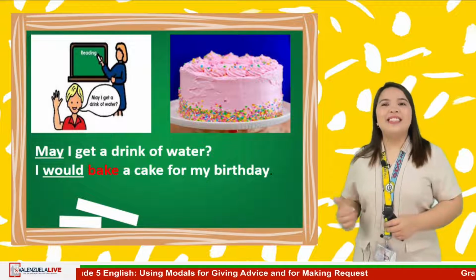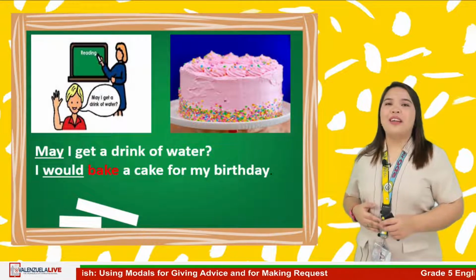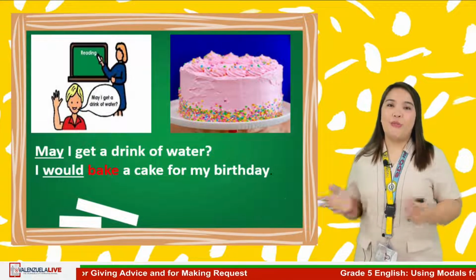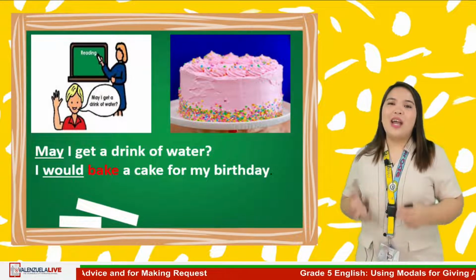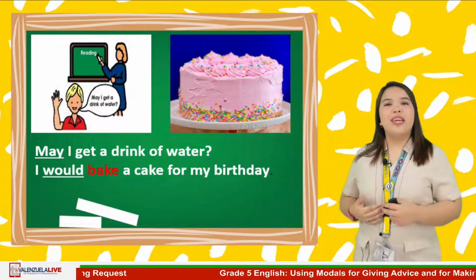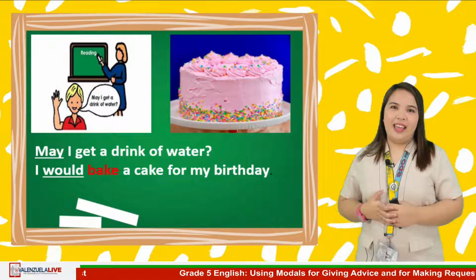Okay. And the second sentence is, we have here a very delicious cake. Pink cake, probably strawberry cake. So, I would bake a cake for my birthday.